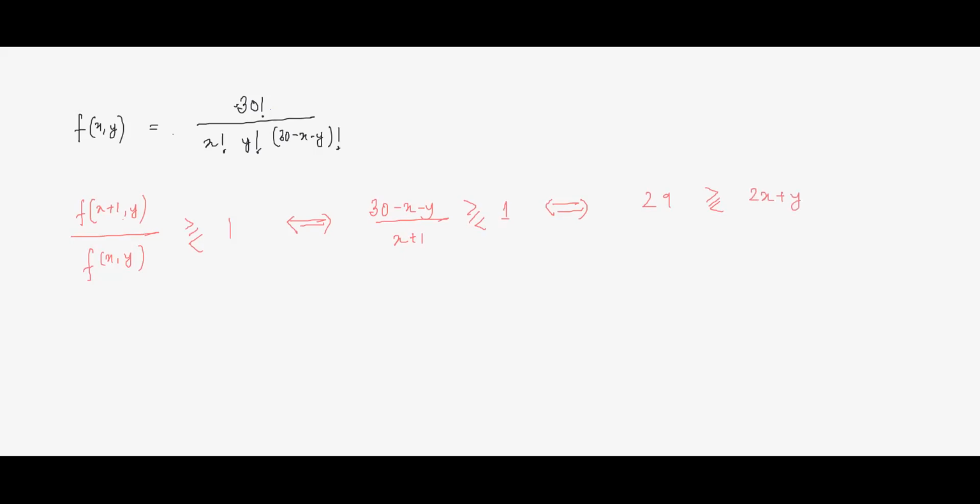Similarly, since it's symmetric, we can also say the following: for f of x, now we do the discrete partial derivative with respect to y. We are trying to understand, keeping x constant, when it will be the maximum. We will see similarly that it will be (30 minus x minus y) by (y plus 1), and it's equivalent to saying that 29 is at least x plus twice y. So these are the two conditions we get.